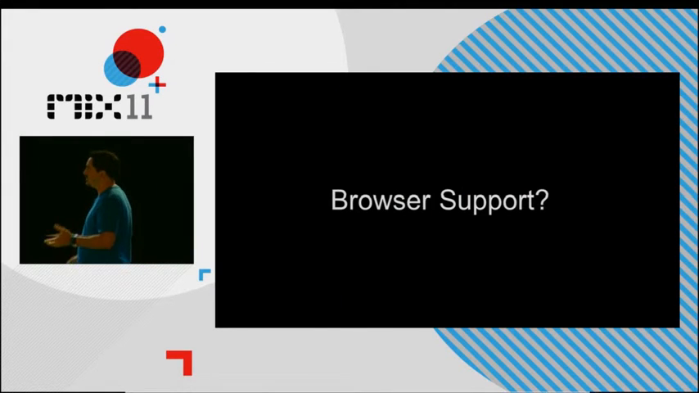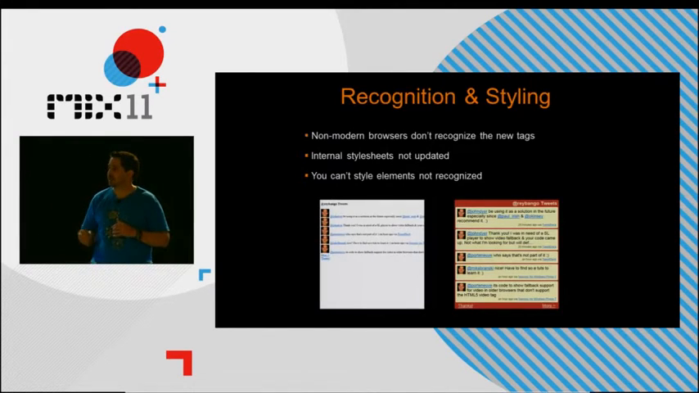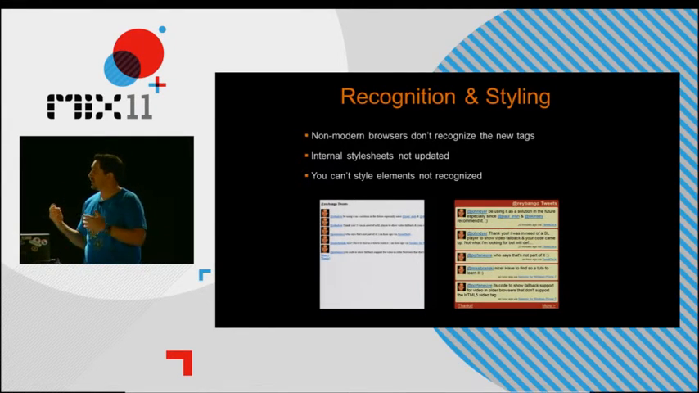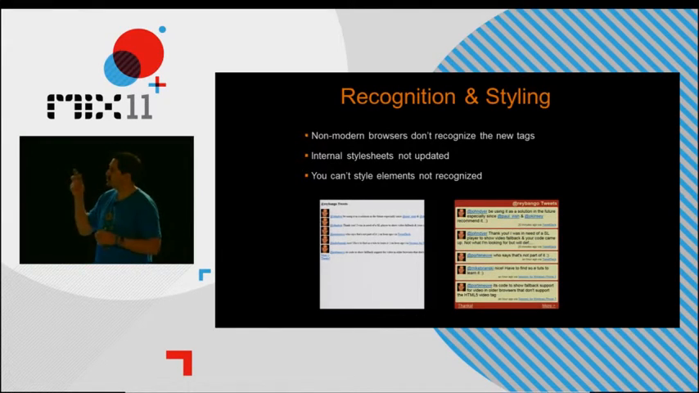But the biggest issue, again, is browser support. What happens is in older, non-modern browsers, they don't recognize the new tags. And that's mainly because the internal style sheets aren't updated to understand what these new tags do. So for example, a div tag is a block level element. And most of us as developers take that for granted. We just expect that in the document flow, it's going to work as expected. But if those new tags aren't recognized, and the internal style sheets that the browsers ship aren't updated, your document flow is completely hosed.